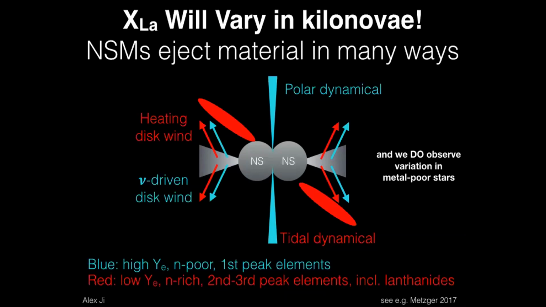So the blue things over here are things that we think should have high electron fractions and should therefore primarily make mostly first peak elements, whereas the red things should be more neutron rich and primarily make the second and third peak elements, including the lanthanides. And so if you change the amount of mass that gets ejected in these different ways, you're going to get different lanthanide fractions in kilonova, and that's maybe great because we do observe lanthanide fraction variations in metal poor stars.